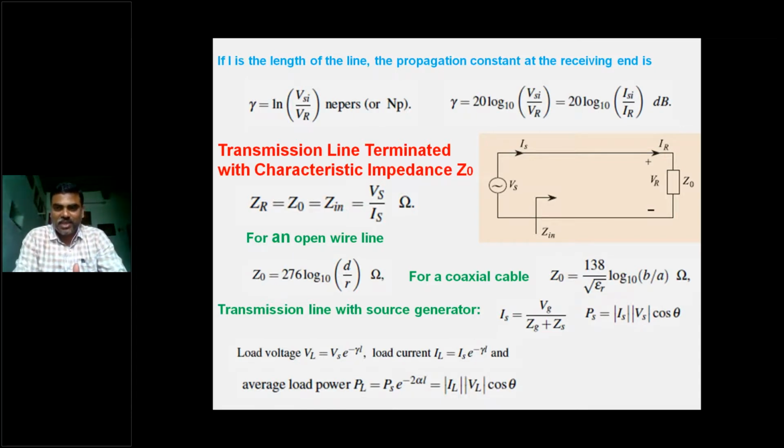And since that matched transmission line behaves like an infinite transmission line, its input impedance Vs by Is is equivalent to the characteristic impedance Z naught. And similarly, the characteristic impedance for open wire transmission lines is given by the formula 276 log D by R ohms. And for the coaxial cable, the characteristic impedance is given by 138 by root epsilon R log b by a. And for the transmission line with the source generator, here we have the formulas for Is, VL, IL. See here, VL is the receiving end or load side voltage, and similarly IL is the load current.